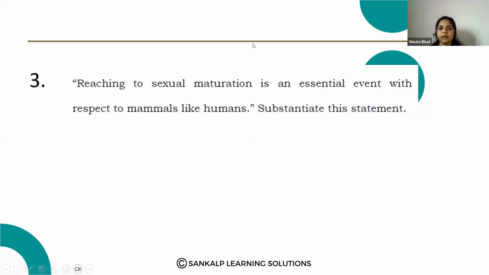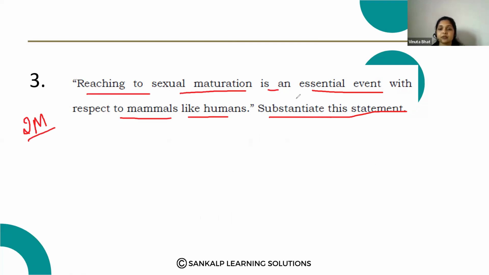Next question. Reaching sexual maturation is an essential event with respect to mammals like humans. Substantiate this statement. This is also a 2 mark question. Reaching sexual maturation. So, what is sexual maturation? It is an essential event with respect to mammals like humans.